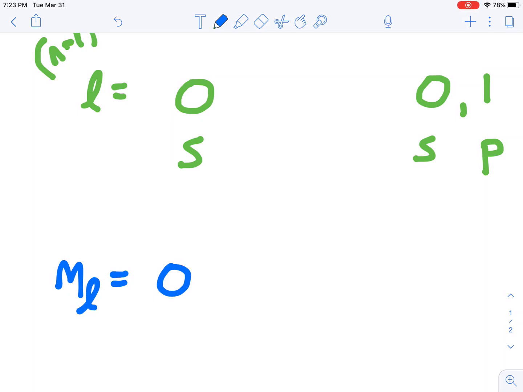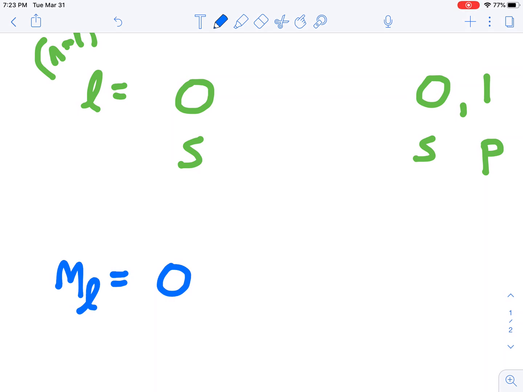M sub L, remember, is the 3D orientation, and it turns out that S is spherically shaped. So that's why M sub L is 0. There's not much you can do with that, right? Like, you can't reorientate a sphere and have it be different. It's always going to be the same, even if you spin it.